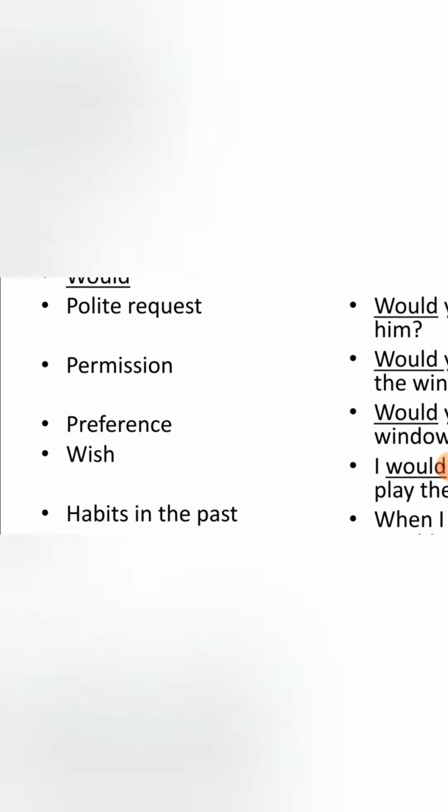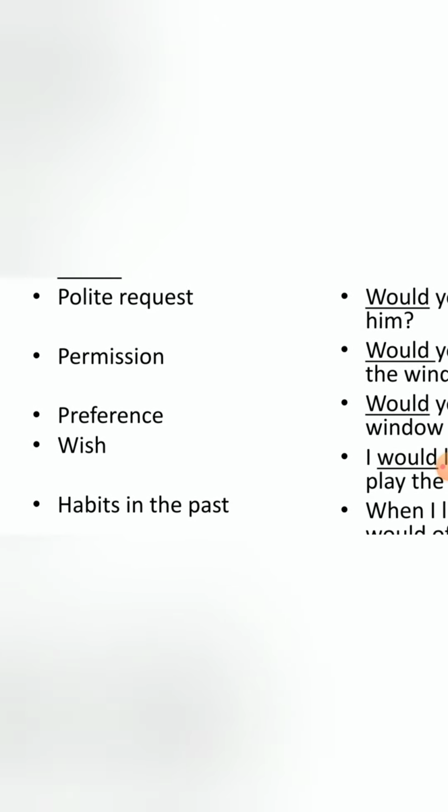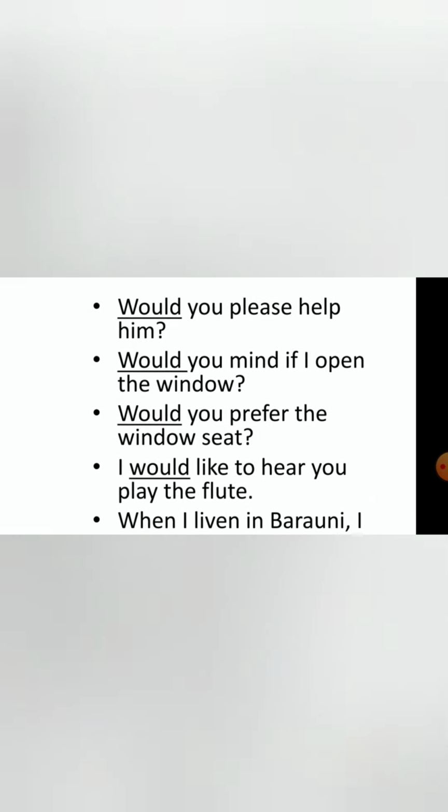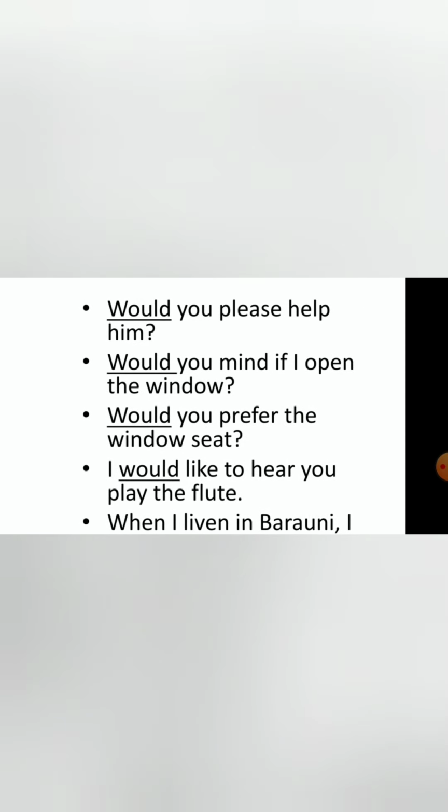So here we have 5 functions. What are they? One is polite request. So when we give polite words, we can use the modal verb would. Would you please help him? So here we are giving a polite request. In that case, we must use the modal verb would.